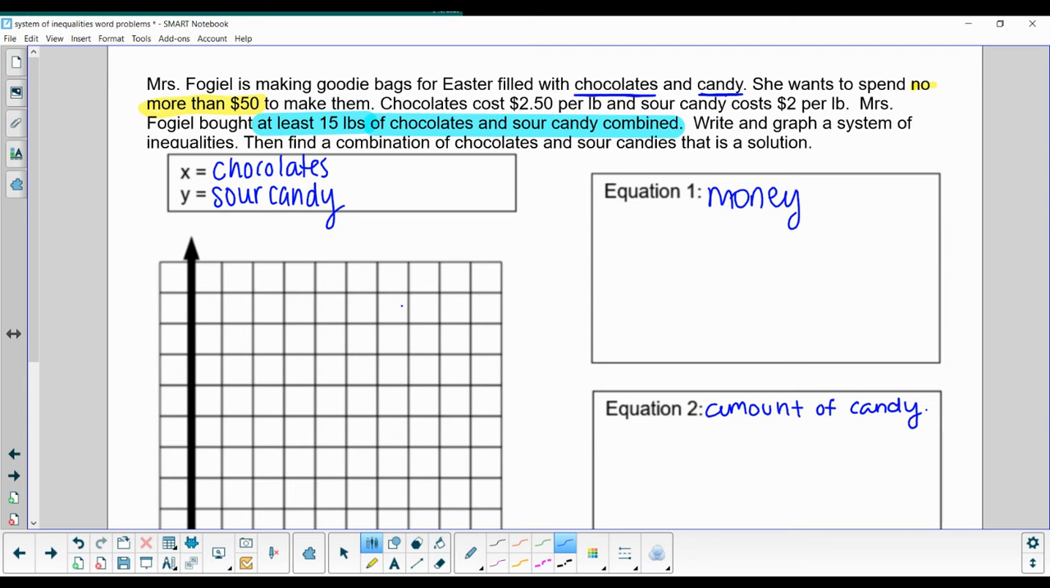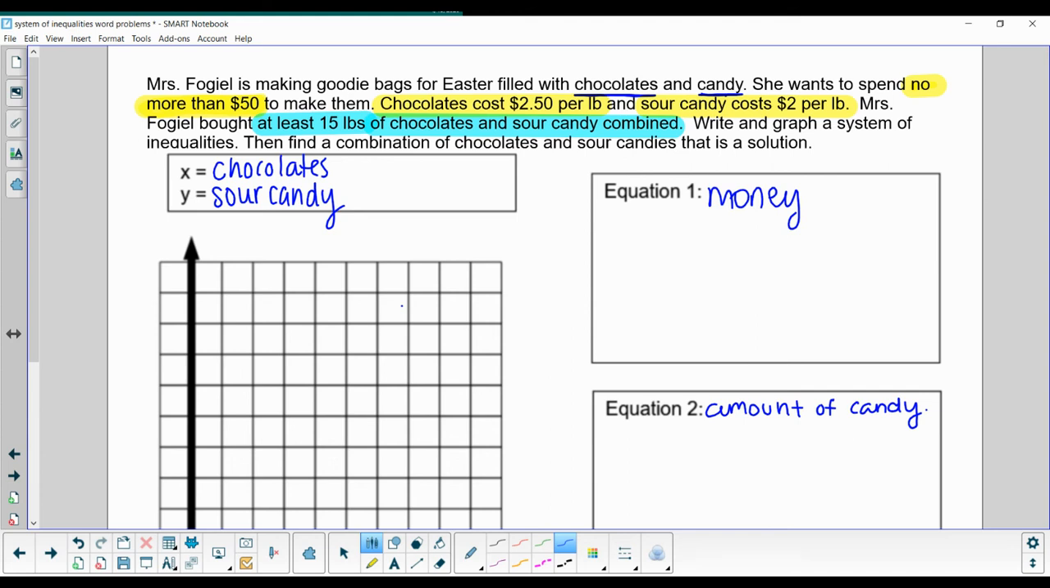So I can come back now and figure out everything that has to do with money. If you notice, I'm color coding things. My money was the no more than $50. So now I also see that chocolates cost $2.50 per pound and sour candy costs $2 per pound. So everything that I saw with dollar signs, I highlighted in yellow. And I can go back now and figure out what my inequality is going to be.